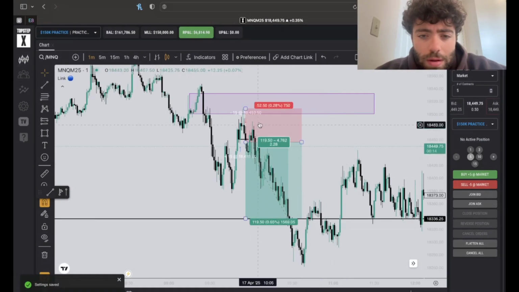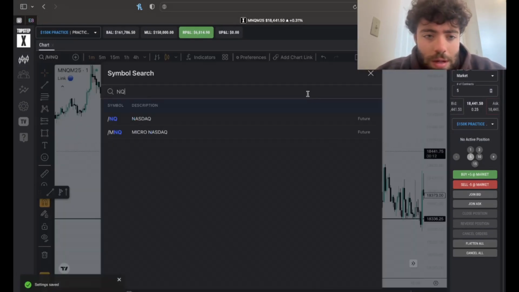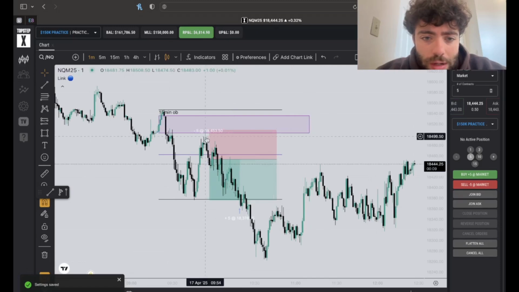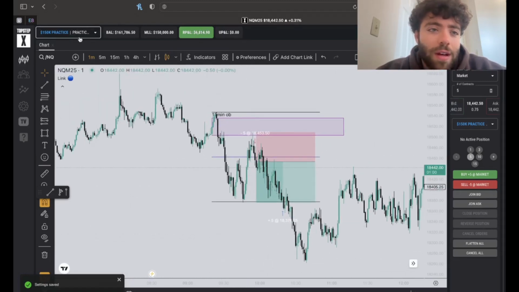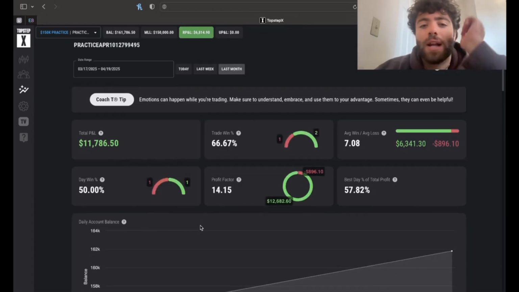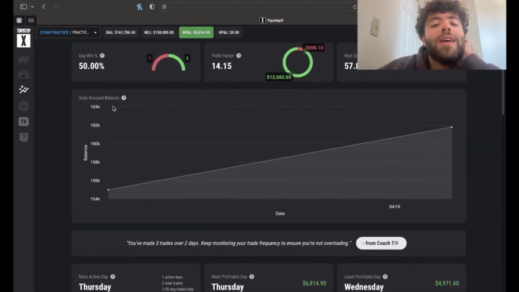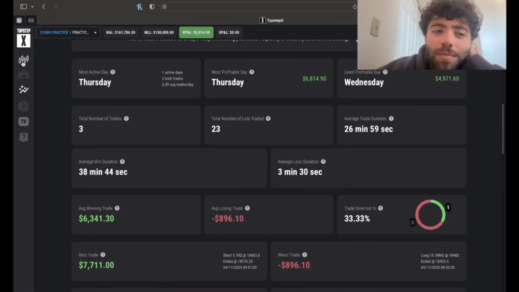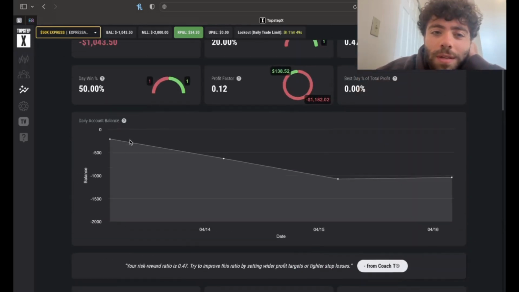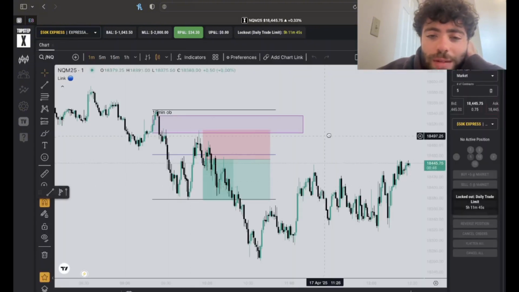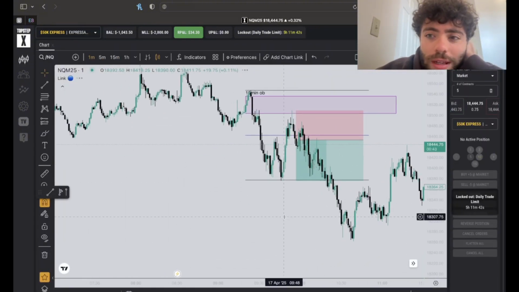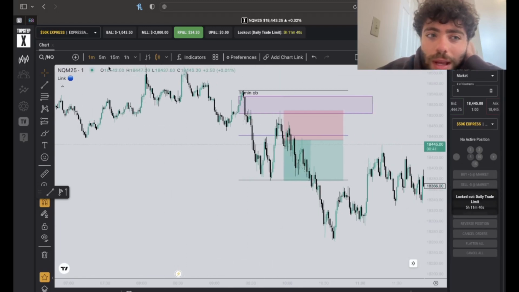Wait, no. What is this? On my practice account, yep, right here. Sold 5 minis. I bought them back right here, took profit down here, and boom, $6 grand today on this account. On this 150K practice account, I'm up 12K in 2 days. And on my Express account, we're down 1K on the week.